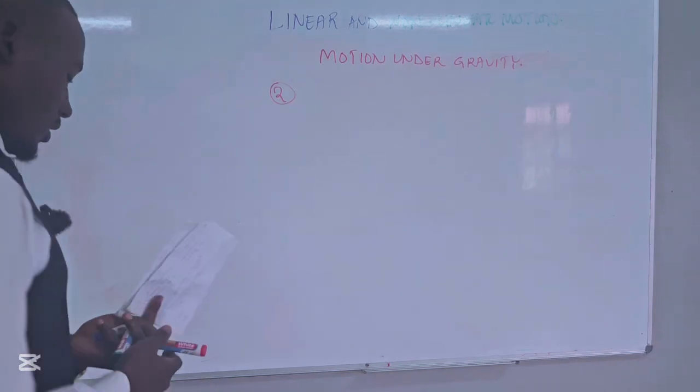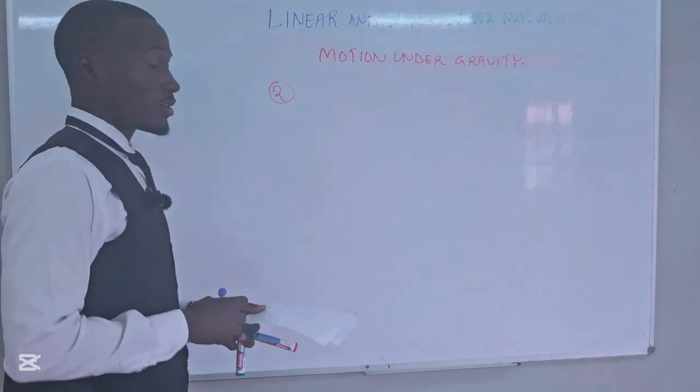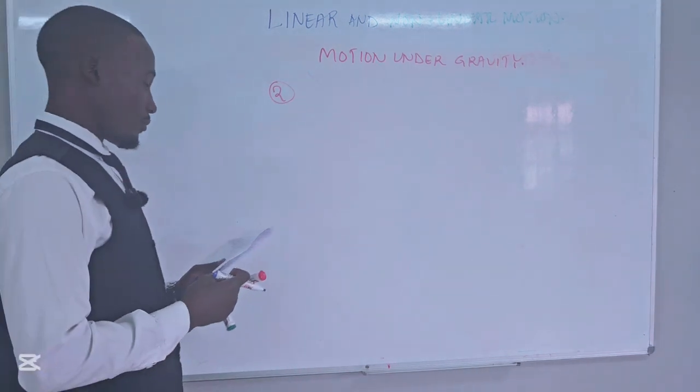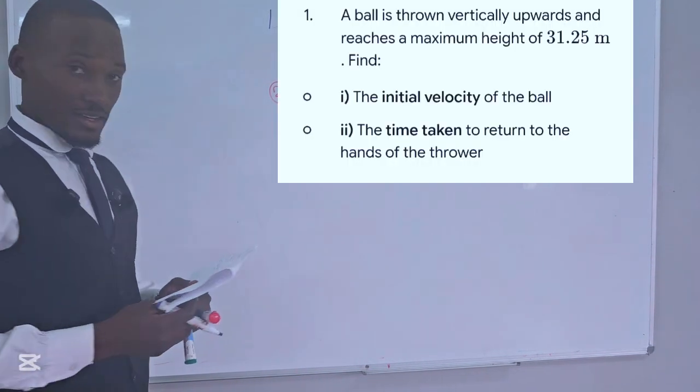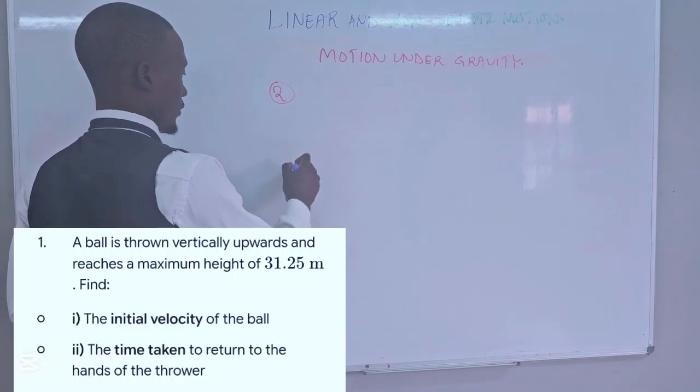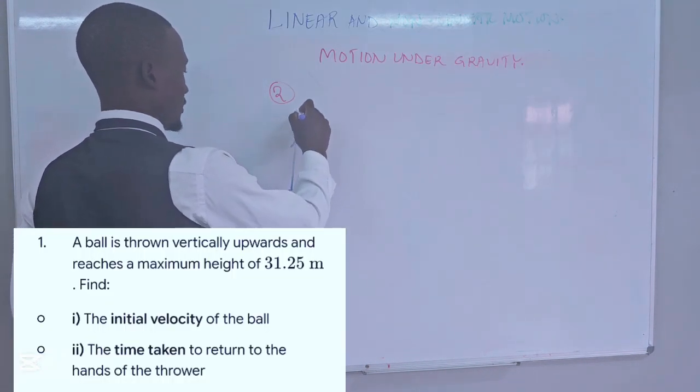Okay, welcome back to example 3 for motion under gravity. So they are telling us that a ball is thrown vertically upwards. So we're having a ball being thrown vertically upwards.